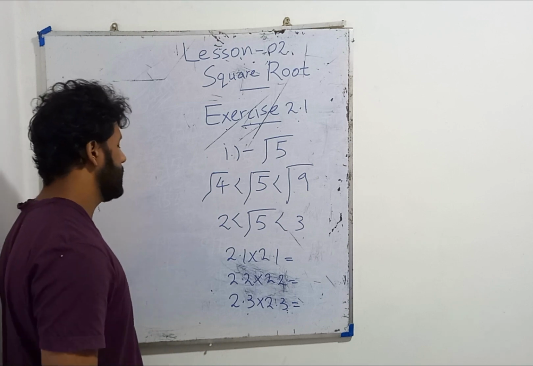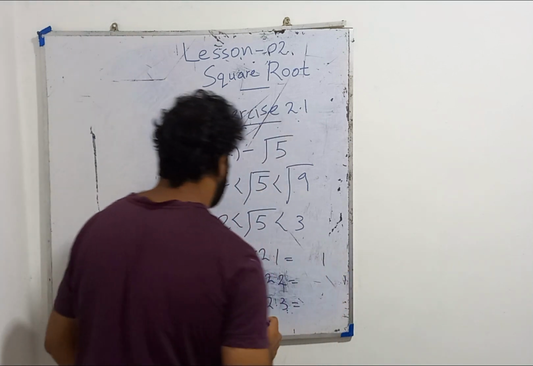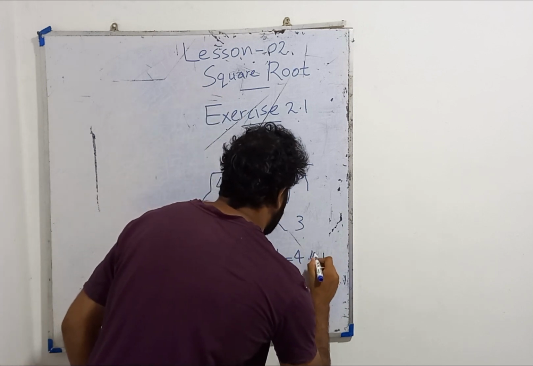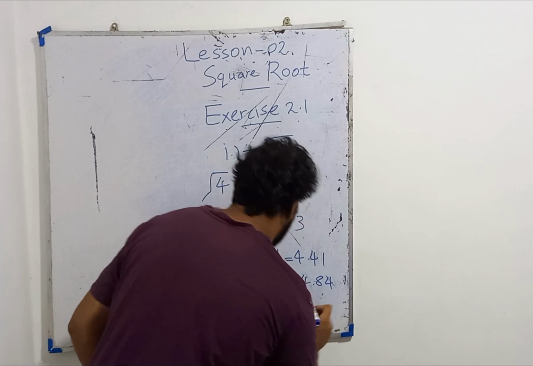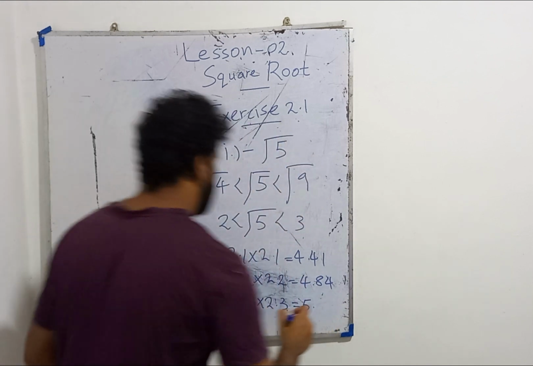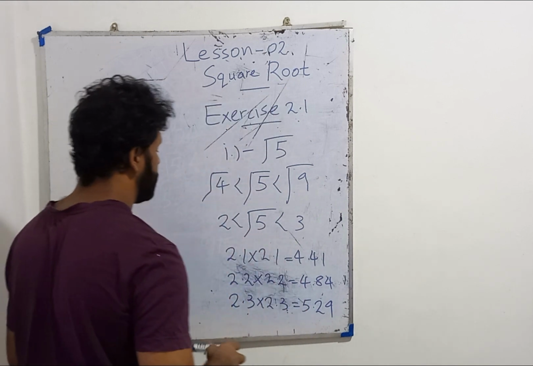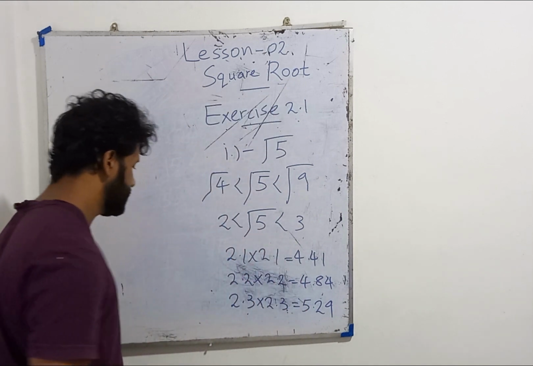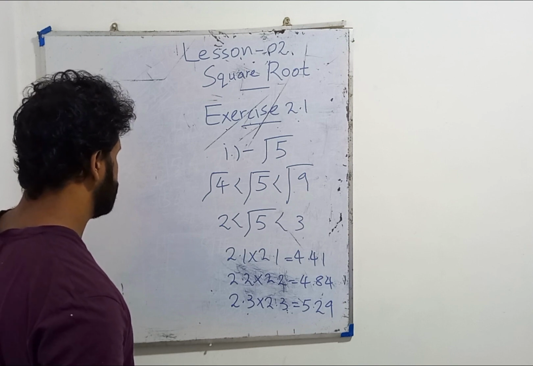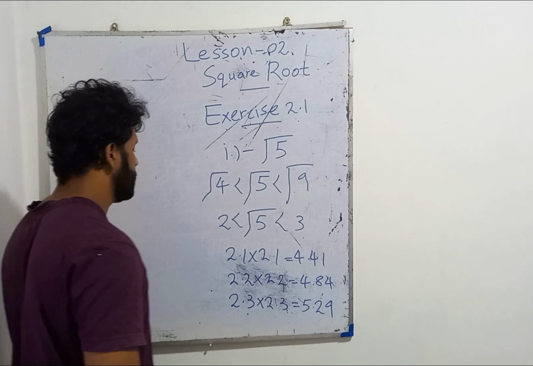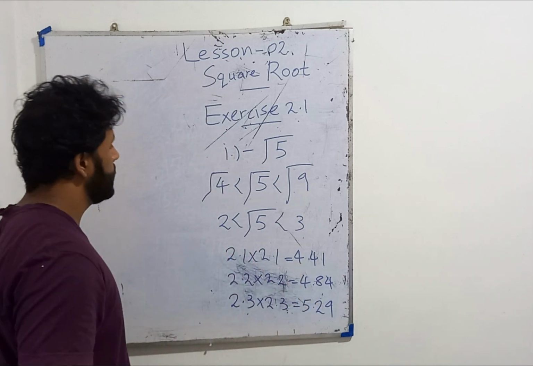Okay, then this is going to be 4.41, 4.84, 5.29, right? Yes, 5.29. Then which is more close?